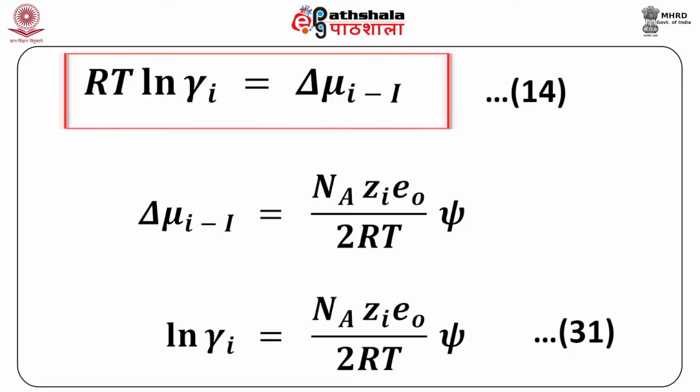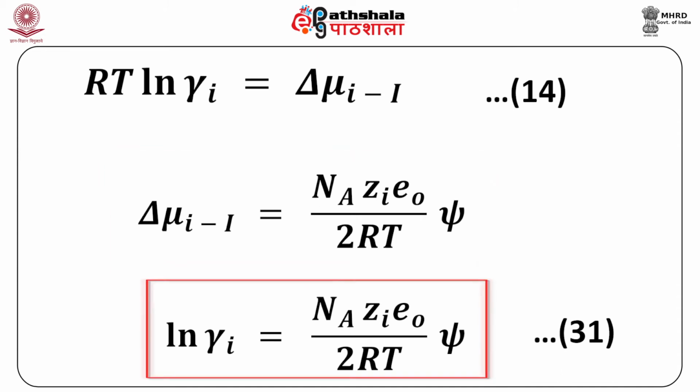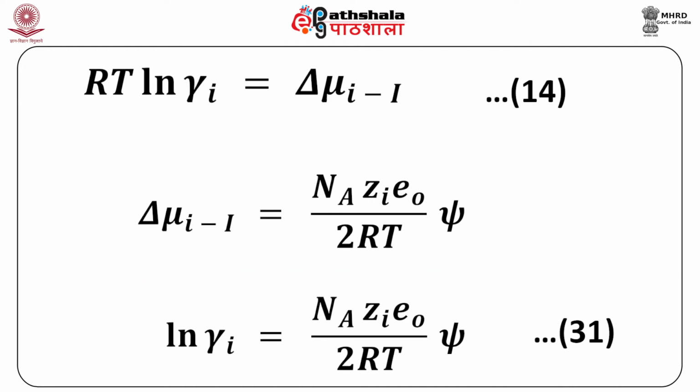In order to calculate the activity coefficient from the expressions RT ln gamma i equals delta mu i, as our equation 14, and delta mu i equals Na Zi e naught by 2RT times psi, we get ln gamma i equals Na into Zi e naught by 2RT times psi, as equation 31. It is necessary to know psi, which is the potential at the surface of the ion due to the surrounding ions, that is, due to the cloud.